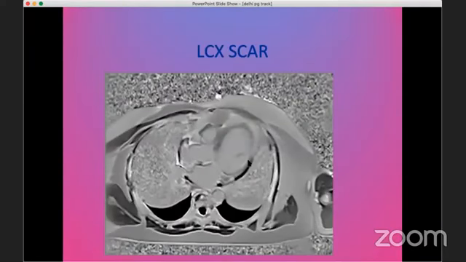There's another patient who came with heart failure, but he has only a subendocardial scar. He has a totally occluded left circumflex, but this patient will do well post-revascularization.